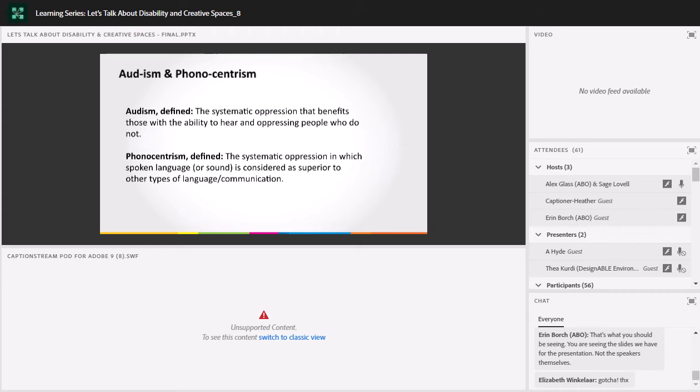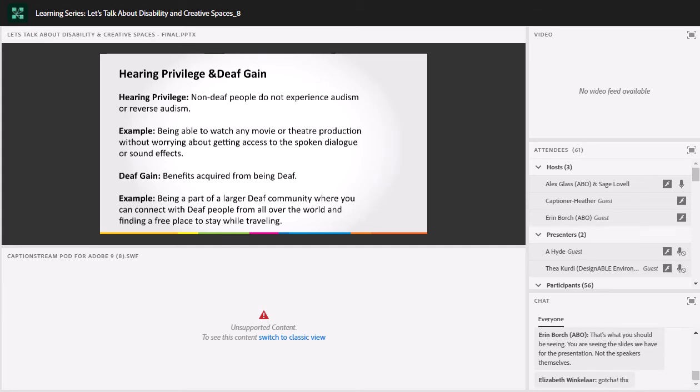This next slide is speaking to two terms. Maybe you're familiar with them, perhaps you're not. The first one is audism. Audism is a systemic oppression that benefits those who can hear by oppressing those individuals who cannot hear. The second word that we're seeing used more and more is phonocentrism. Again, it's a systemic oppression in which spoken language is considered better, more superior than other types of communications.